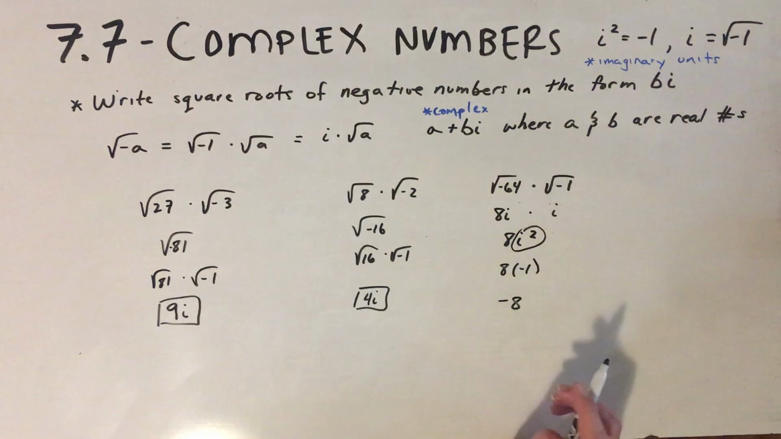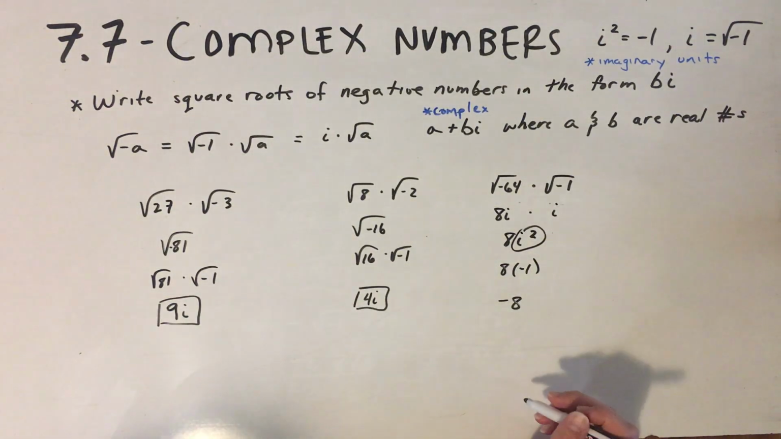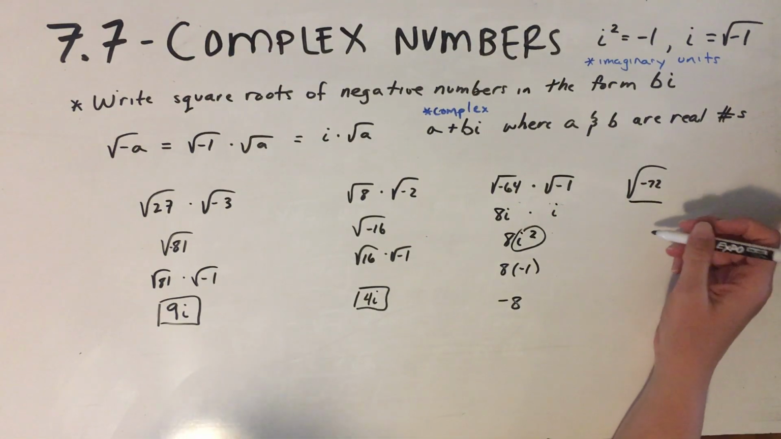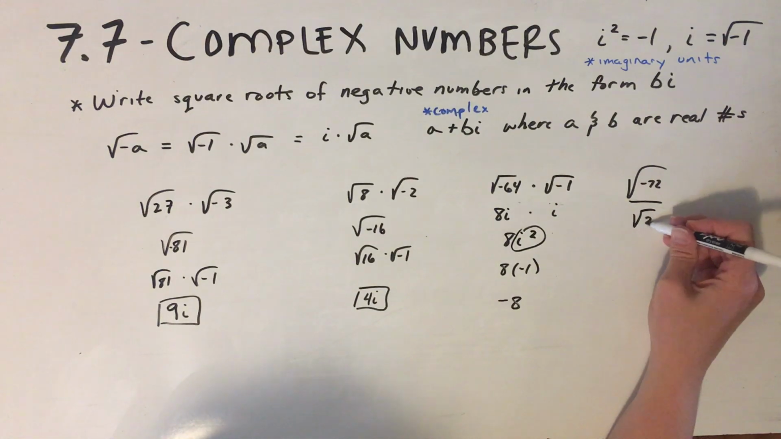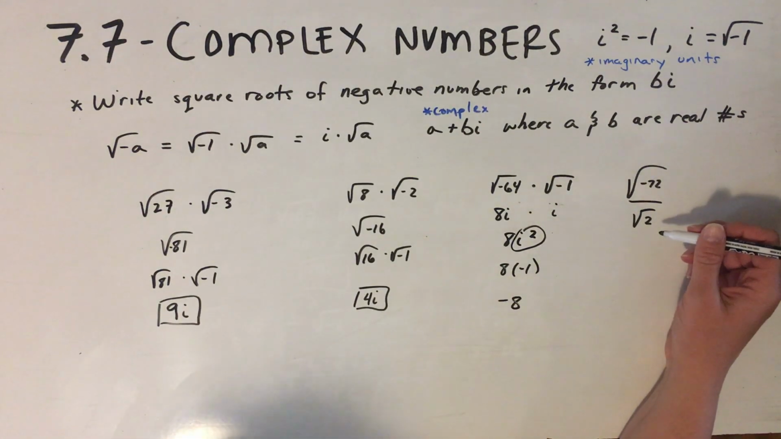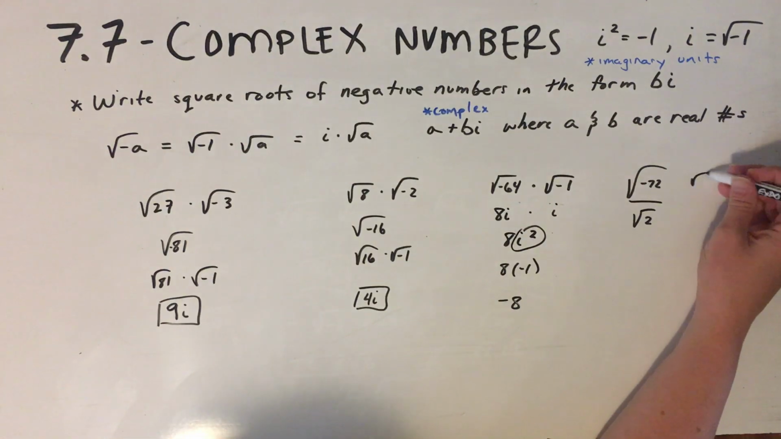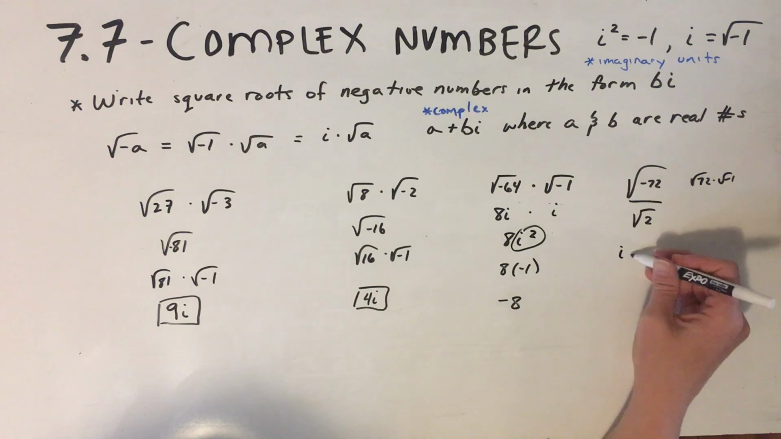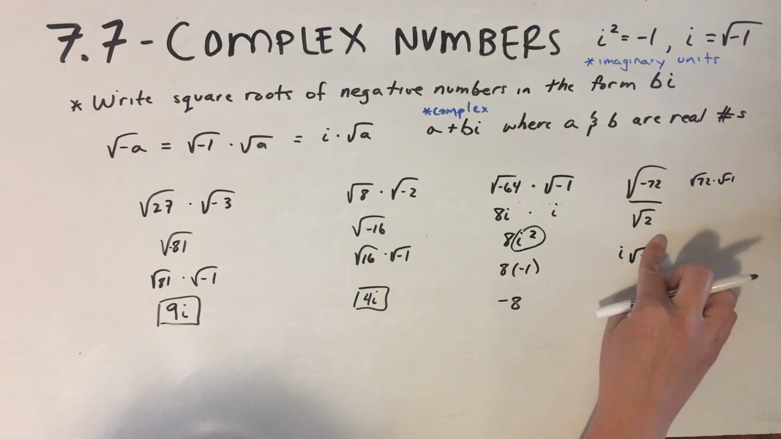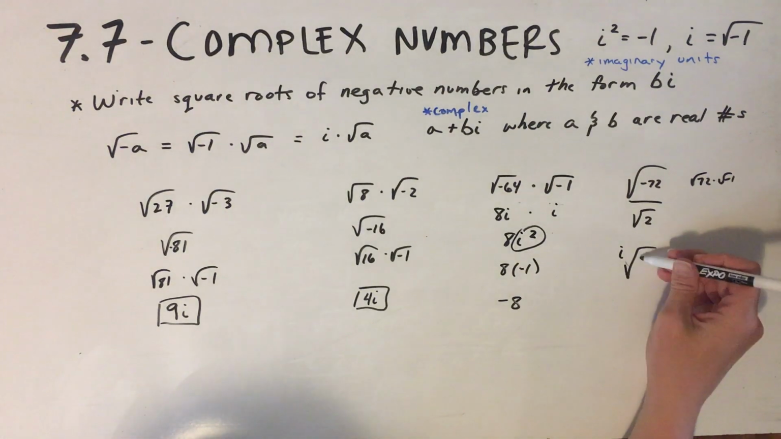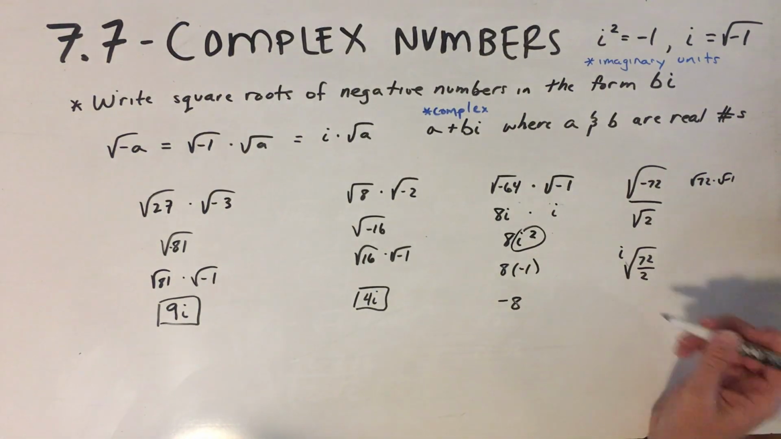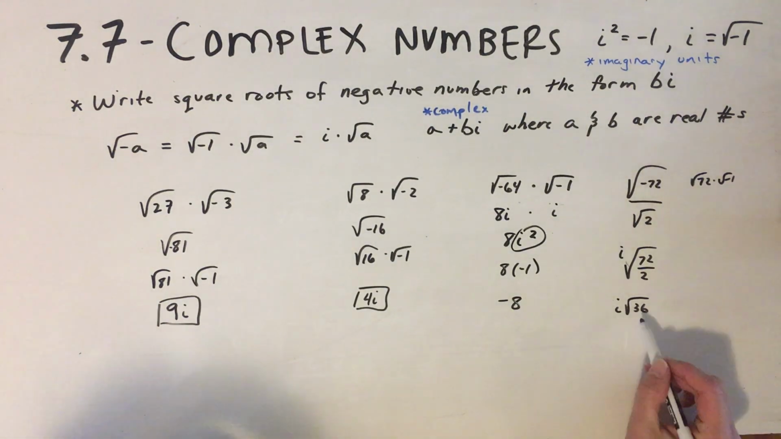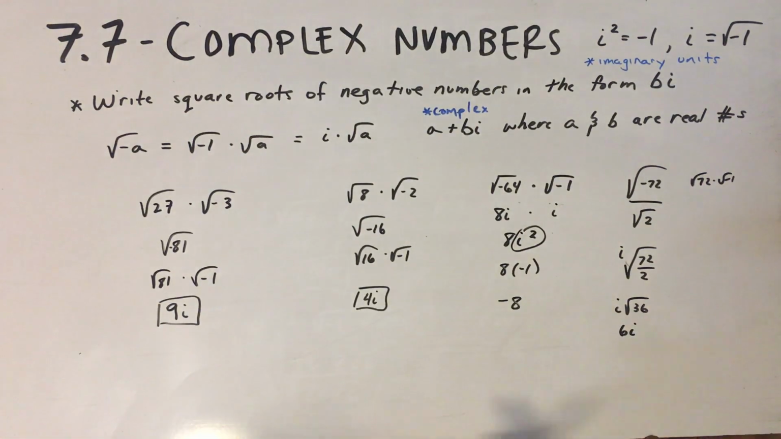Okay, so let's do one more. The square root of negative 72 over the square root of 2. If I were going to simplify that top, I could separate this out to the square root of 72 times the square root of negative 1. So that would be i on the outside, square root of 72. Instead, let's put this all under one radical now. And 72 divided by 2 is going to give me the square root of 36. I still have this i floating around out there. Square root of 36 is 6, so this would be 6i.